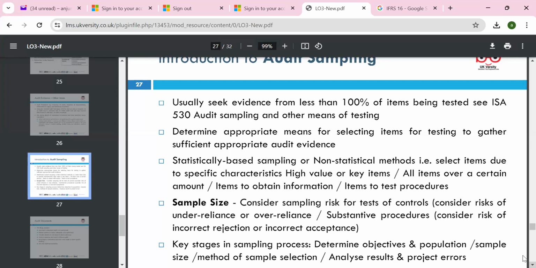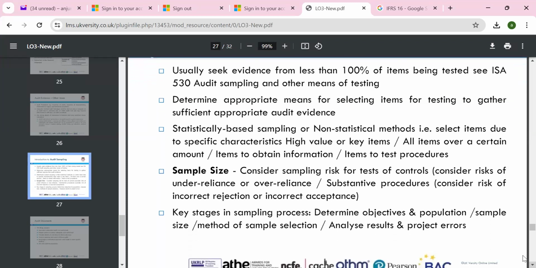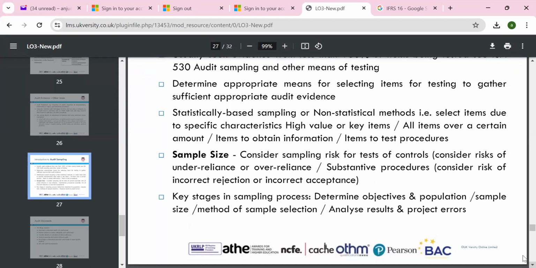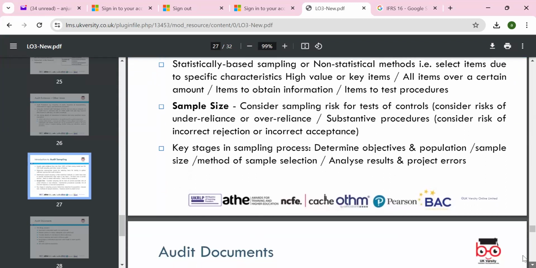In the sample size, we consider the sampling risk. In the test of controls, we consider the risk of under-reliance. In substantive procedures, we consider the risk of incorrect rejection or incorrect acceptance. So the key stages of sampling procedures are: objective, population, sample size, method of sampling, and analyzing the results and projected errors.